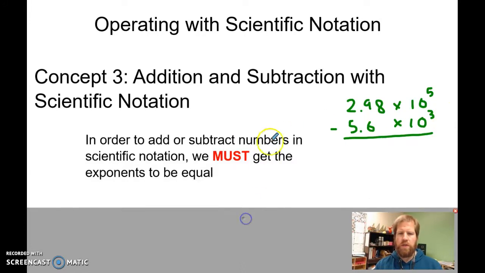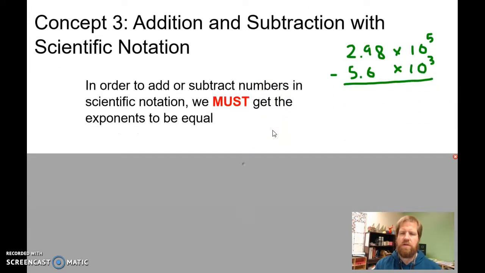So, addition and subtraction with scientific notation is a little bit different from multiplication or division. With multiplication and division, the easy part of the problem was the exponents, right? That was the easy part because we have those special rules when we have the same base. With addition and subtraction, we don't. So this actually gets more tricky.